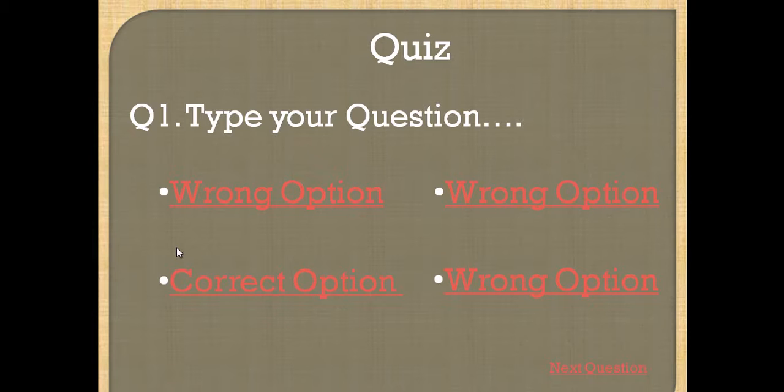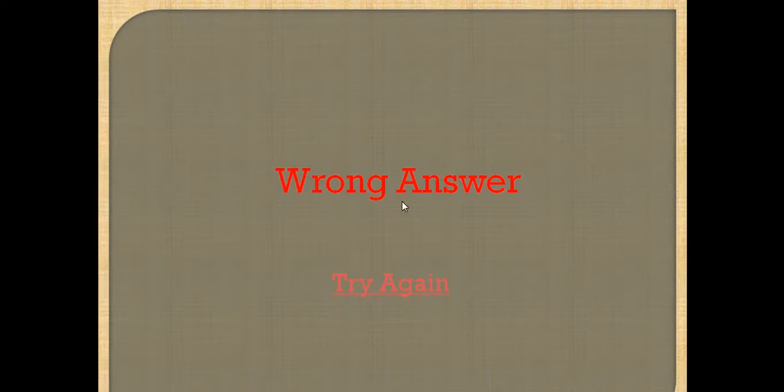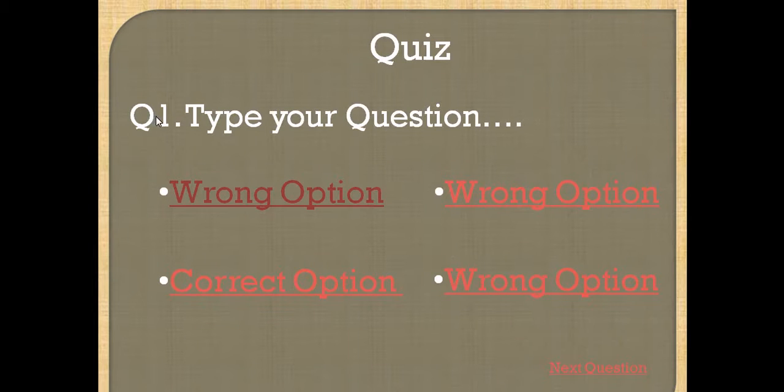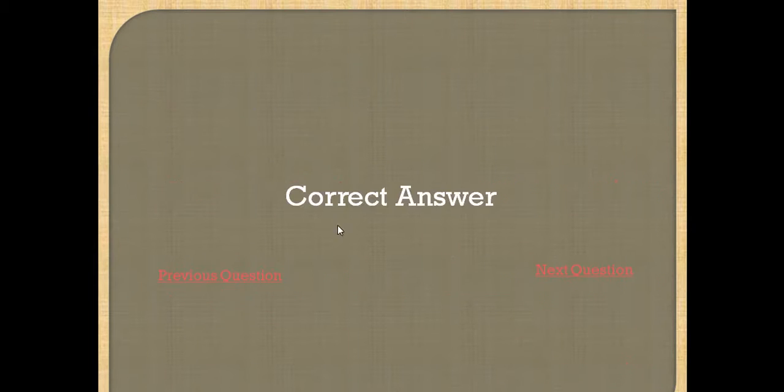So it's done. Let's check. If we click on wrong option, then we reach the slide on which wrong answer is written. If we click on try again, we reach the first question again. If we click on correct option, then we reach the slide on which correct answer is written.